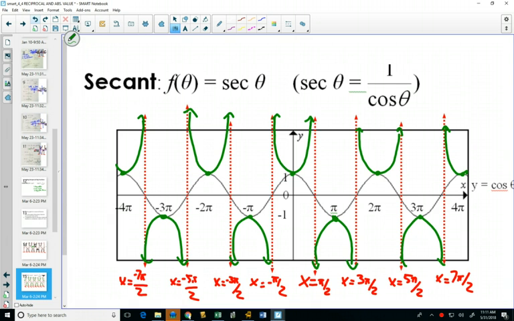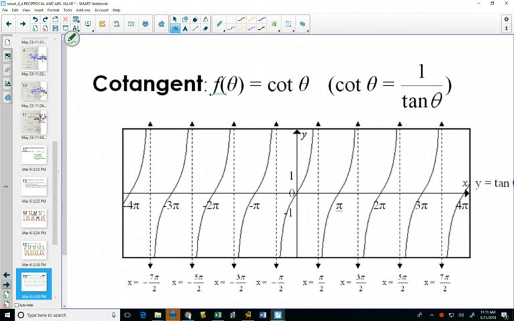The last one that we're going to look at is the cotangent graph. And cotangent is a 1 over tan graph. But I also want to write up here, just as a reminder, that cotangent is also cos theta over sine theta.